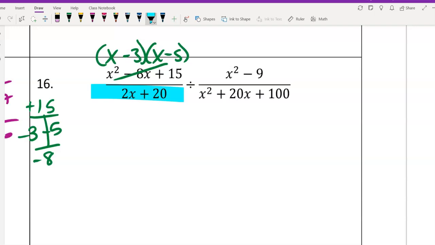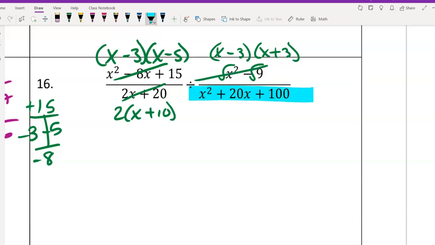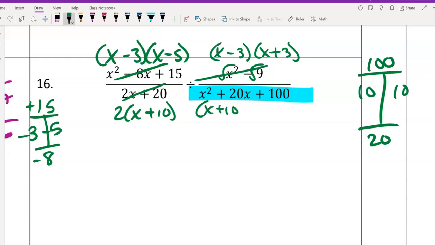All right, here is 20 divisible by 2. All right, here we have perfect squares. 9 is a perfect square. Square root both of these, we're left with x minus 3, x plus 3. Next denominator here, 100 on top, 20 on bottom. 10 times 10 is 100, and 10 plus 10, 20.